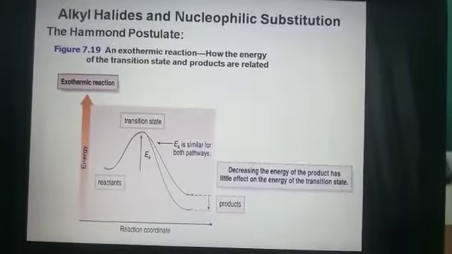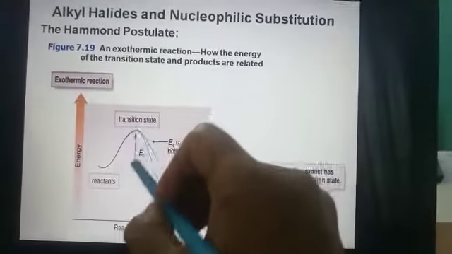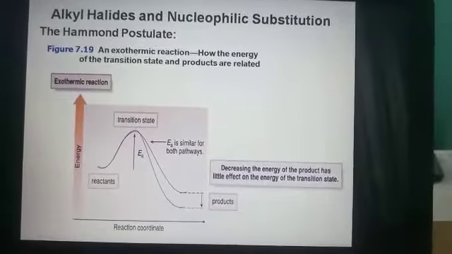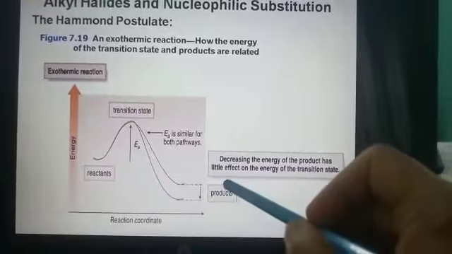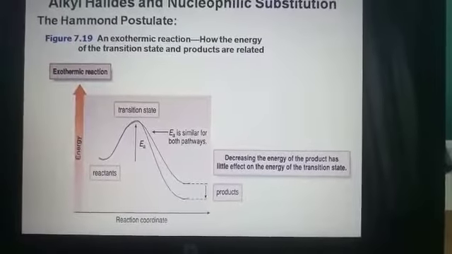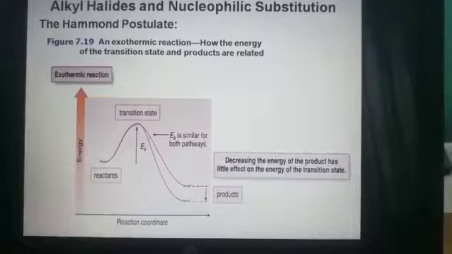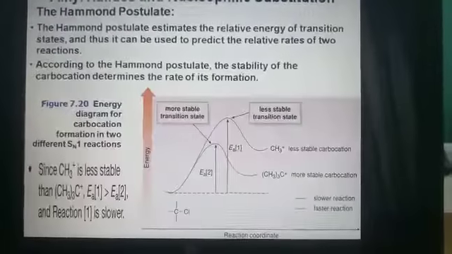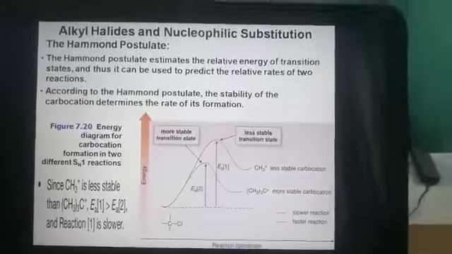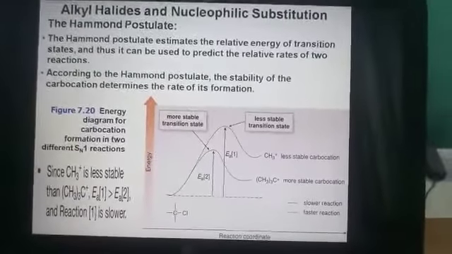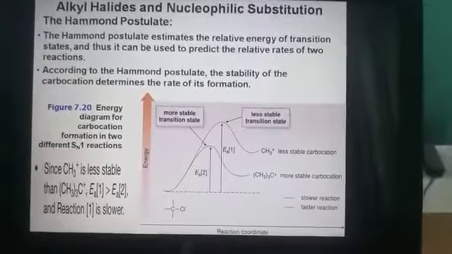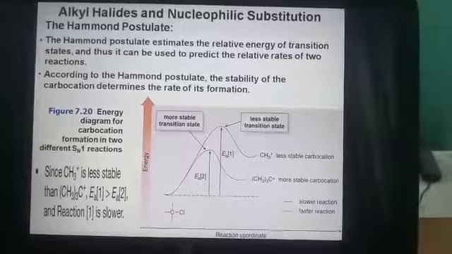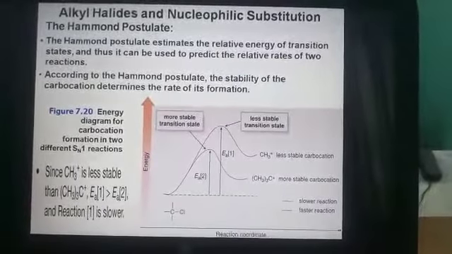Diagrammatically you can see, for an exothermic reaction, if the transition state is similar for both pathways, then decreasing the energy of the product has little effect on the energy of the transition state. Now, the Hammond postulate estimates the relative energy of the transition state, and thus it can be used to predict the relative rates of two reactions.